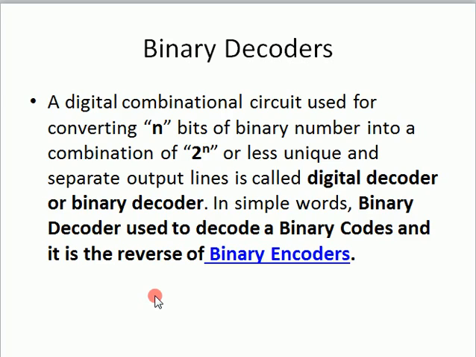In binary decoders we have n input lines, and at the output we have 2 raised to the power n output lines. The output lines may be equal to 2 raised to the power n, or may be less than that, but cannot be greater than 2 raised to the power n.